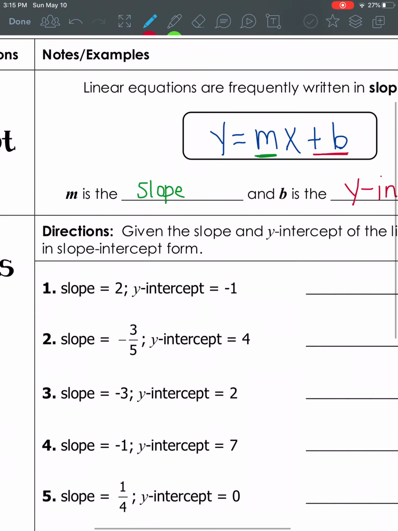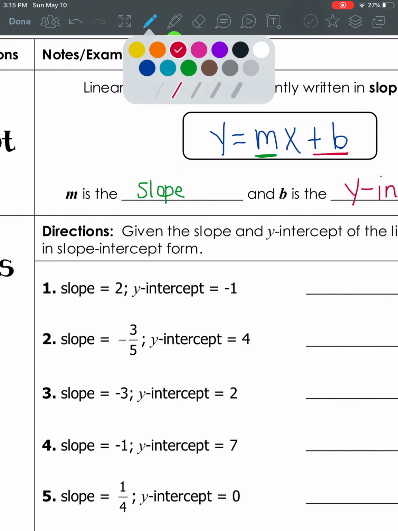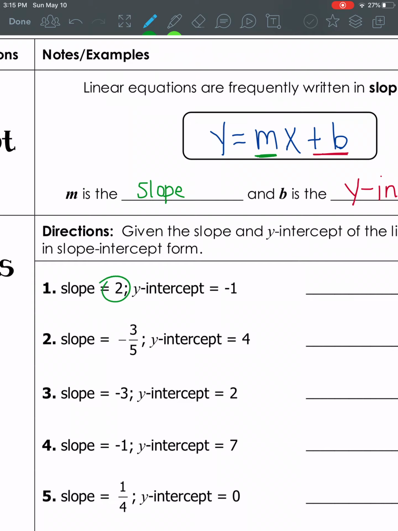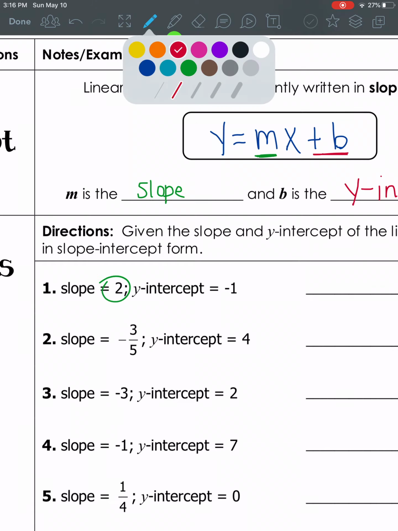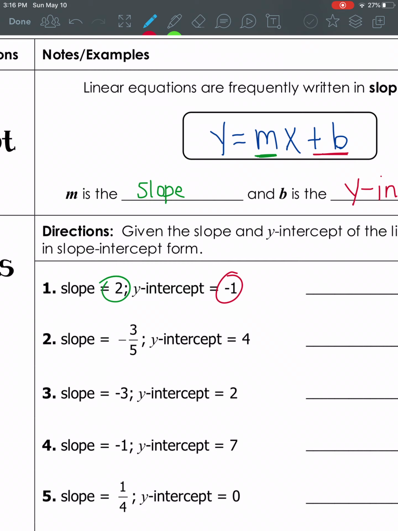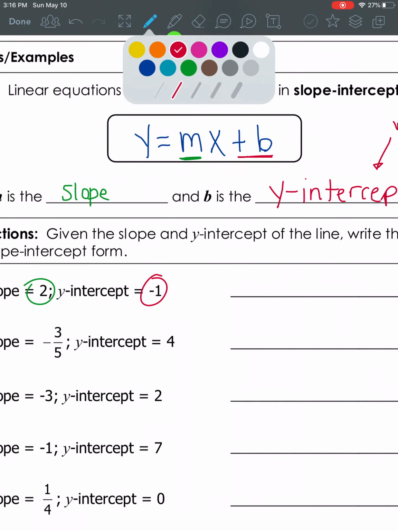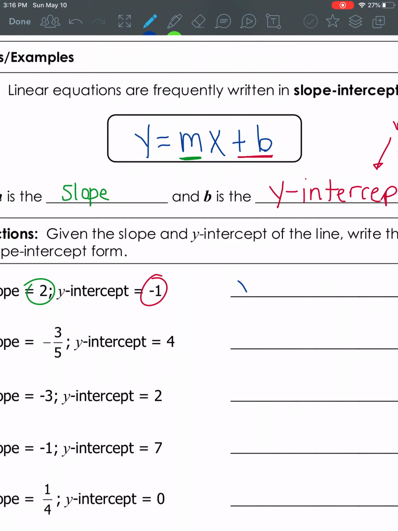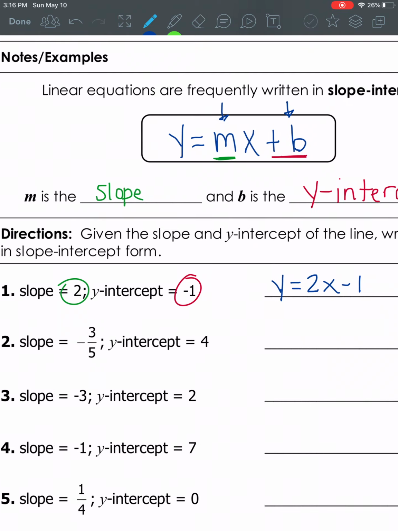So first, all we have to do, if we're given the slope here is 2, that's our m variable, and then the y-intercept is -1. All we have to do is plug it into that equation. So the y and the x always stay in the equation. So y equals the m we're going to replace with 2. The x stays. Now in this case, our b value, it says here, is -1. So we're going to write it as -1. So y equals 2x minus 1, that's all you have to do, okay?